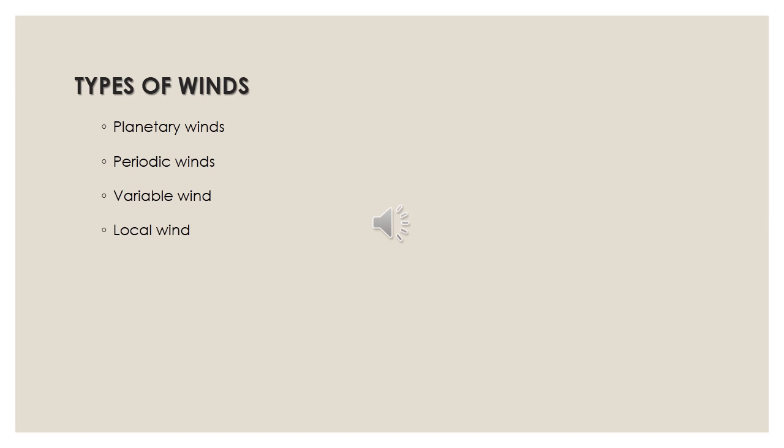So winds are generally classified into four major types. They are planetary winds, periodic wind, variable wind, and local wind.